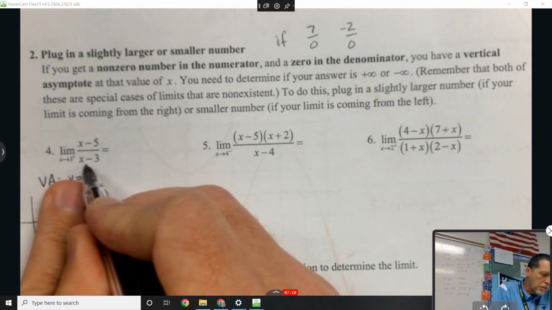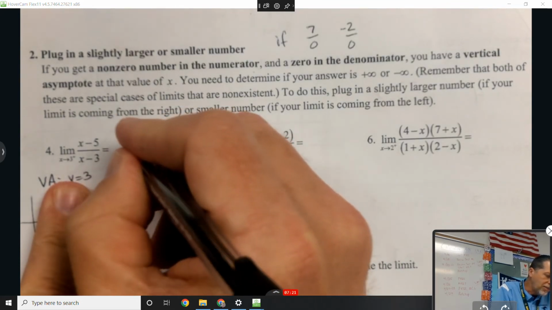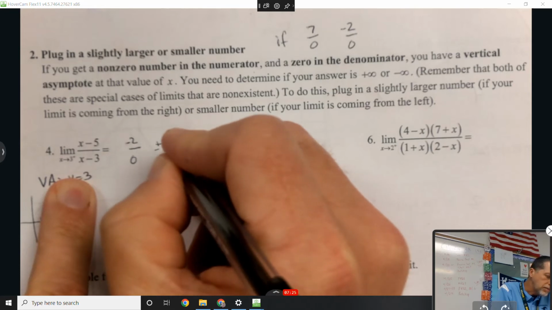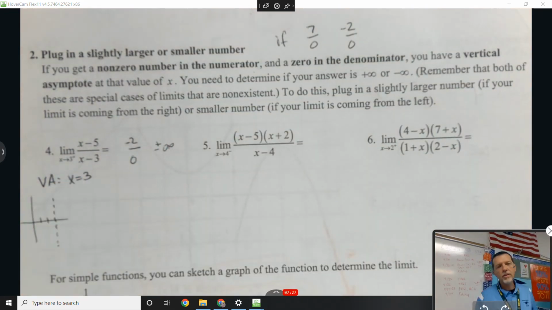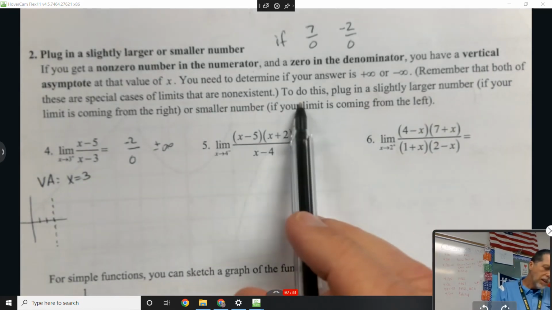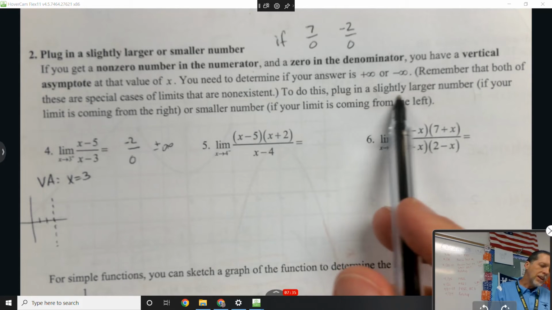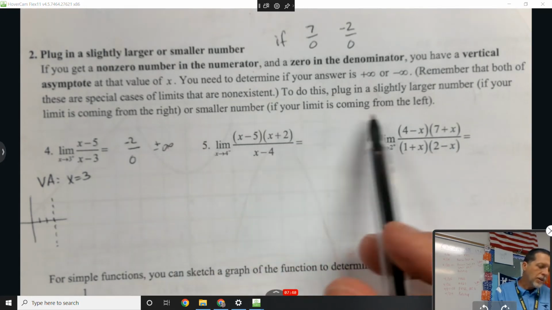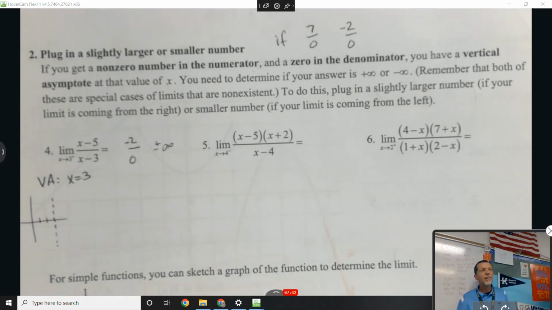So back up to this one. 3 minus 5 is negative 2. 3 minus 3 is 0. Plus or minus infinity. That's not like it's both of them. It's like, which one is it? We have to pick. To do this, plug in a slightly larger number if you're coming from the right, slightly smaller number if you're coming from the left. Okay, here's where things are going to get interesting.